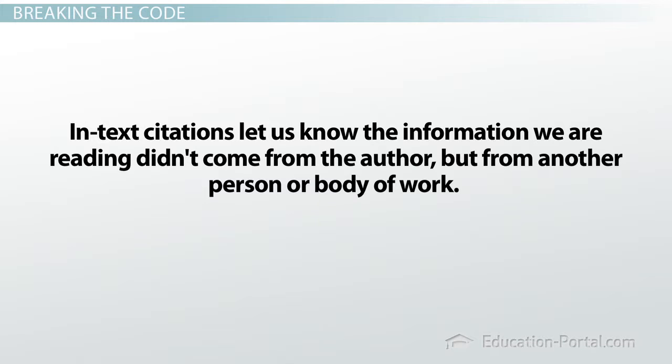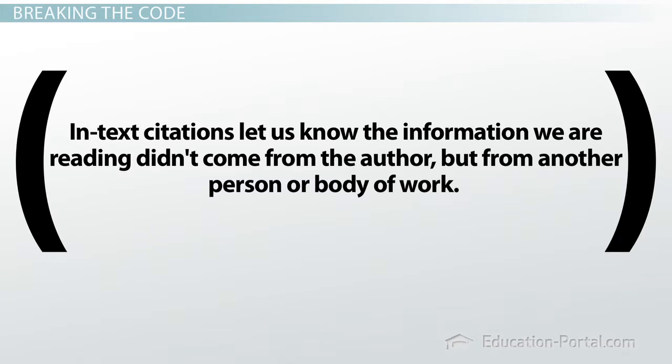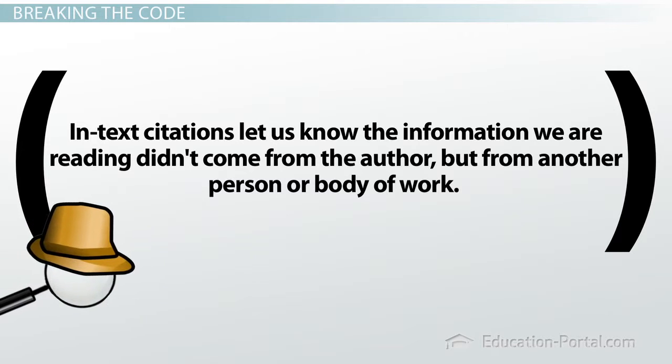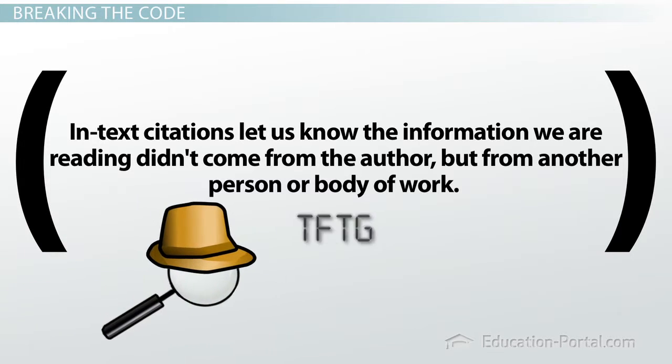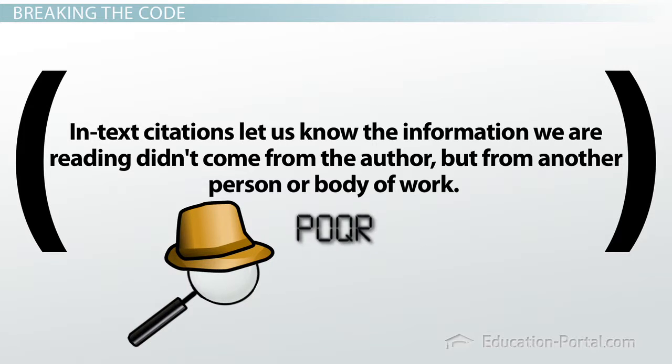In-text citations let us know the information we are reading didn't come from the author, but from another person or body of work. A citation can always be identified because it will be surrounded by parentheses. Within the confines of those two little miniature walls is our first code that must be broken. The first piece of information we are given is at least one name. This will be the last name of the author or authors from whom the information has been borrowed.